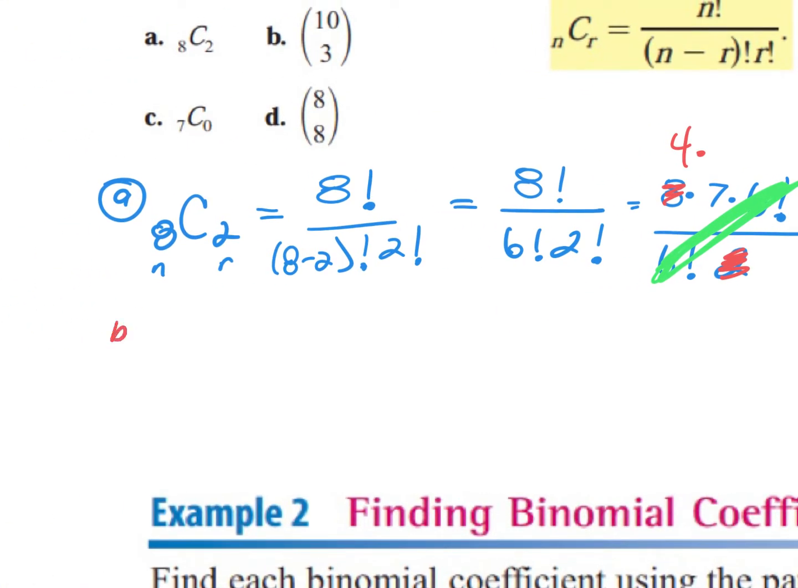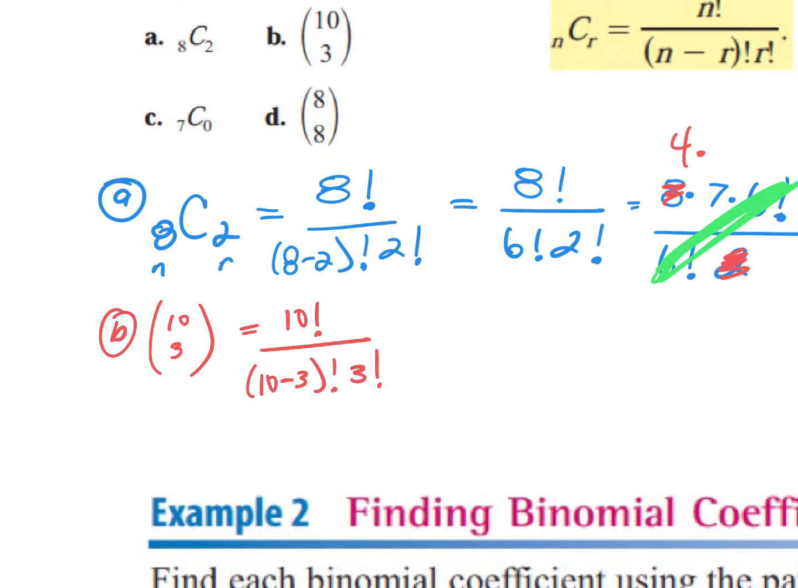So we look at B. B's written a little differently, but it means the same thing. Your n is the 10. Your 3 is the r. First number is n, second number is r. So you would say, okay, 10 factorial over 10 minus 3 factorial times 3 factorial. If you wanted to, at this step, say 10 times 9 times 8 times 7 factorial. And then I have 7 factorial on the bottom and 3 times 2.